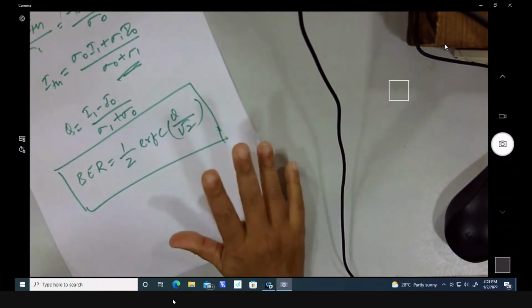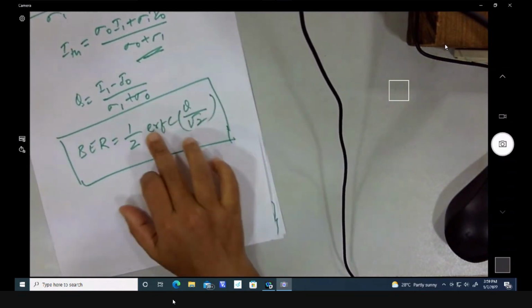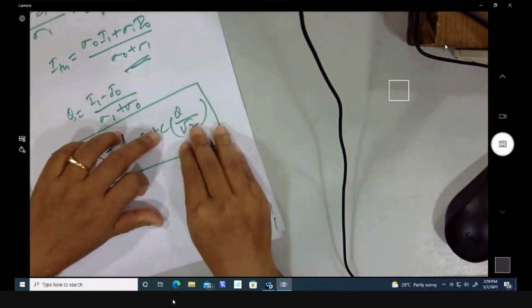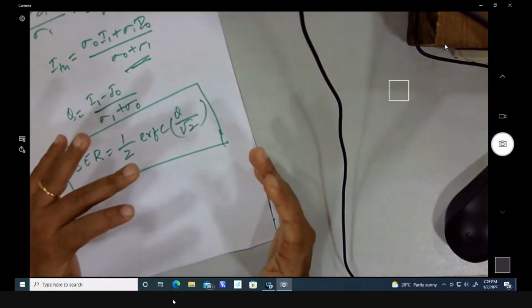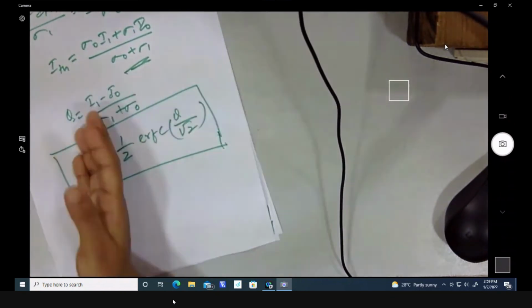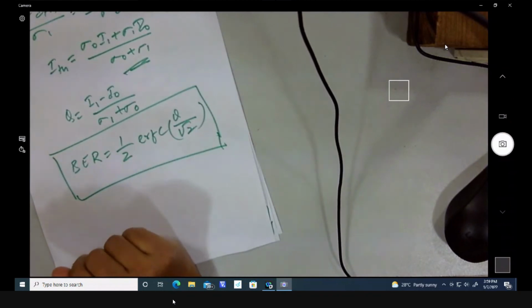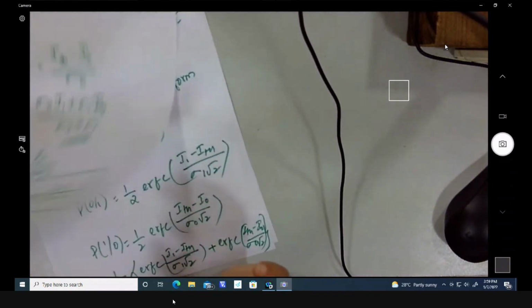Any doubt in this? Once we find out this Q by root 2, then from the complementary error function tables, we can find out this value, and that will be equal to the BER value. Any doubt in this?